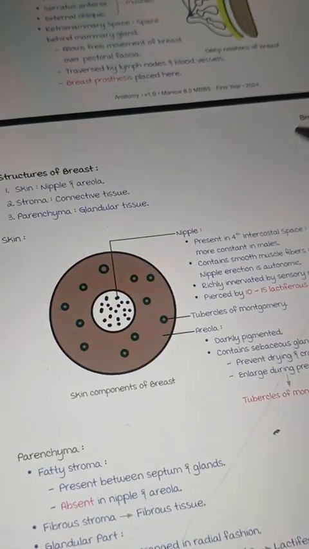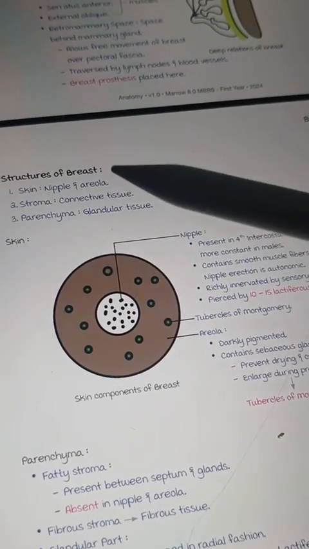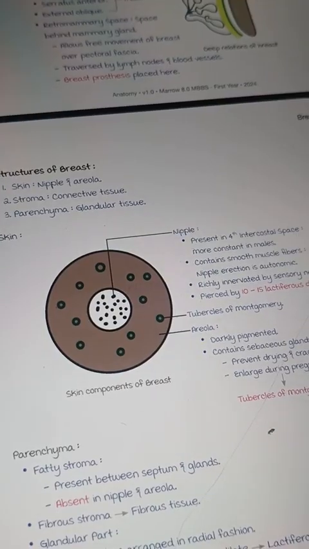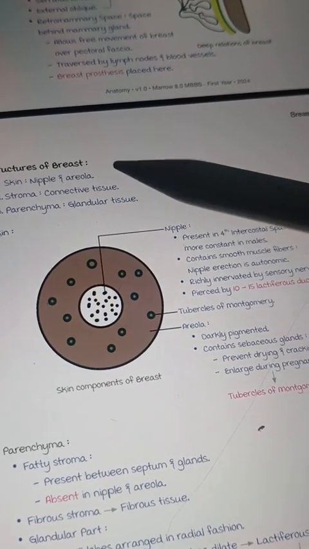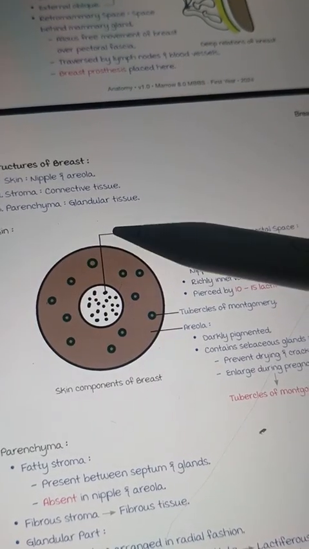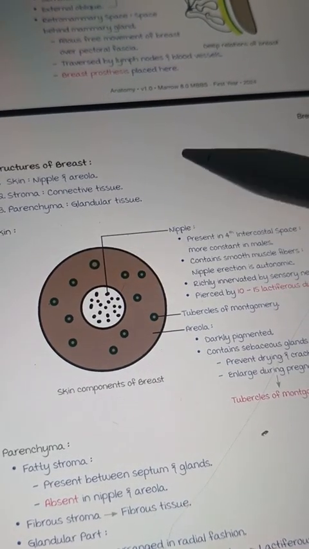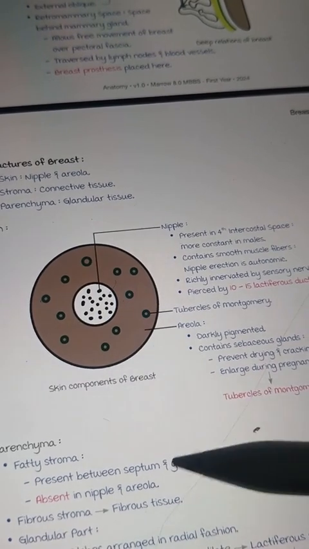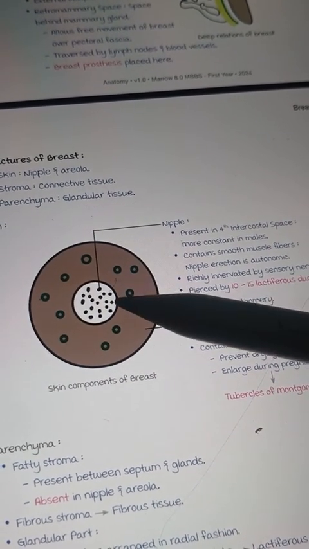Next, the structures of the breast, in which we have basically skin, stroma, and parenchyma. In skin we have the nipple and areola. In stroma we have connective tissue, and in parenchyma we have glandular tissue. That's the skin component of the breast. That's known as the nipple.